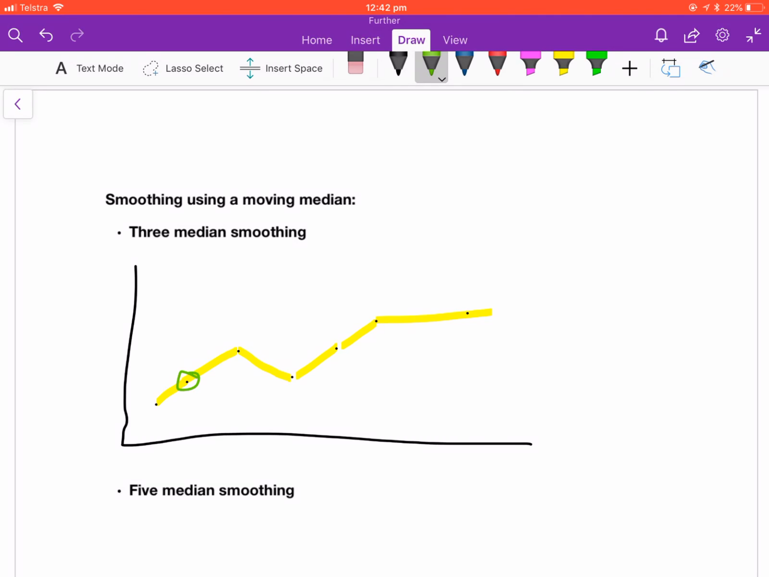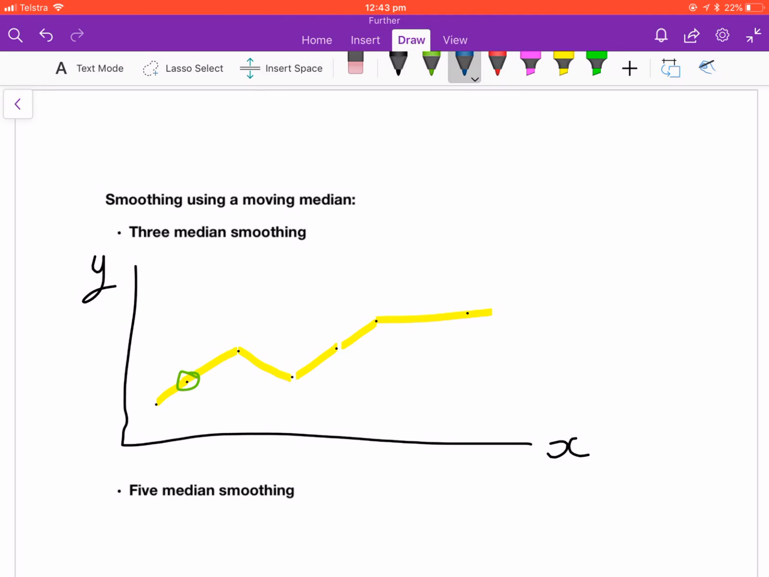Same thing for 5. And what you do is you just take the median of these 3 points. So whichever point lies in the middle, and we're just looking at its value on the y-axis, its y value, because its x value, the middle value, is always going to be the point we're looking at.